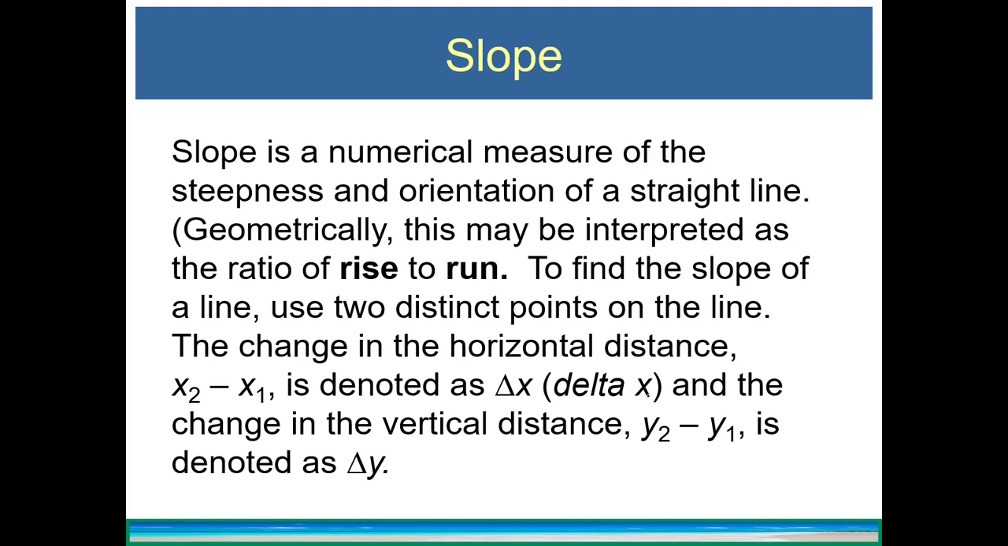Slope is a numerical measure of the steepness and orientation of a straight line. Geometrically, this may be interpreted as the ratio of rise to run. To find the slope of a line, use two distinct points on the line. The change in the horizontal distance, x2 minus x1, is denoted as delta x, and the change in the vertical distance, y2 minus y1, is known as delta y.